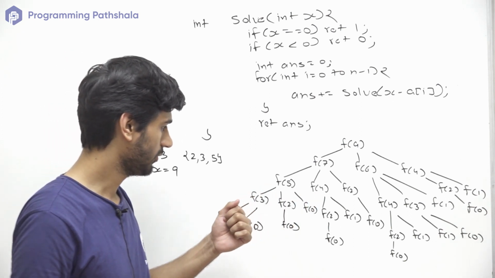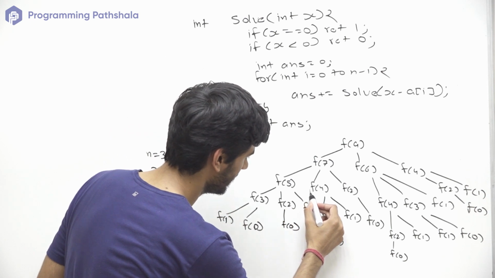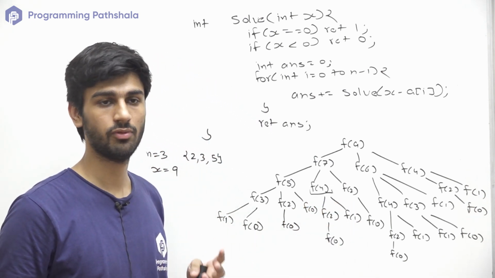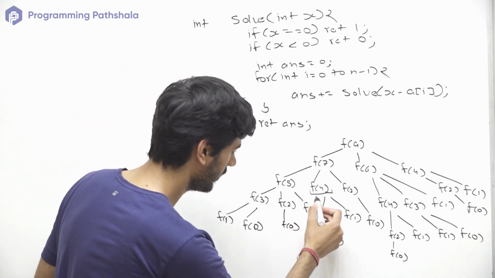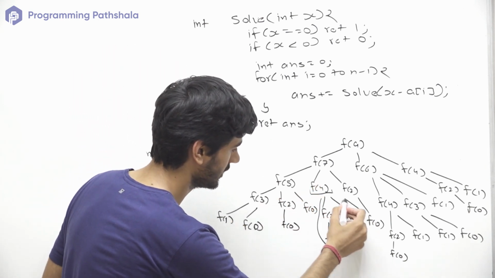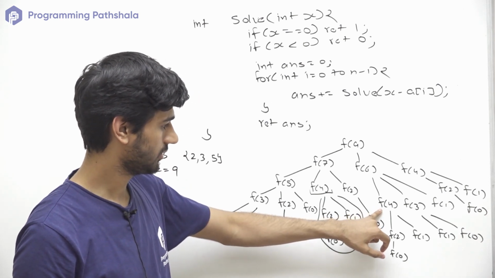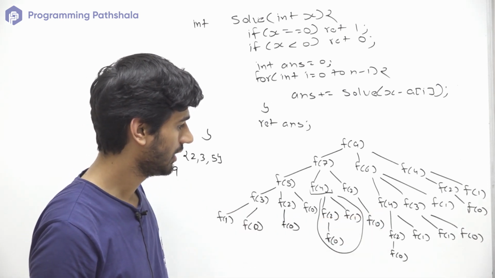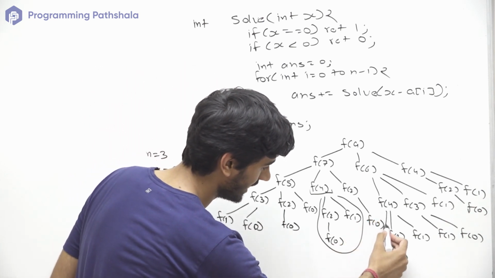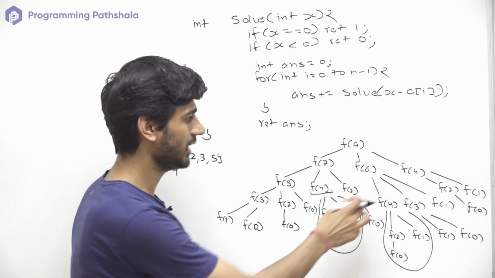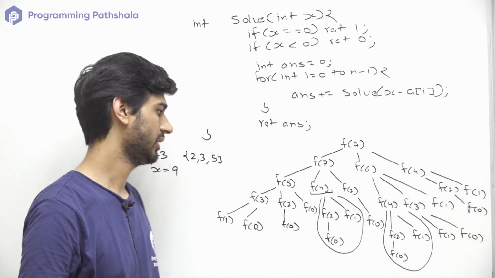Now let's just talk about f of 4. So when we are at this function call, what do we want to calculate? We want to calculate the distinct number of ways to get a sum of 4, and for that we'll make some function calls and we'll calculate the answer. But when we are at this other function call, we will also make the same number of function calls, and again we will calculate the same thing, right? Similarly here also we will calculate the same thing, right?